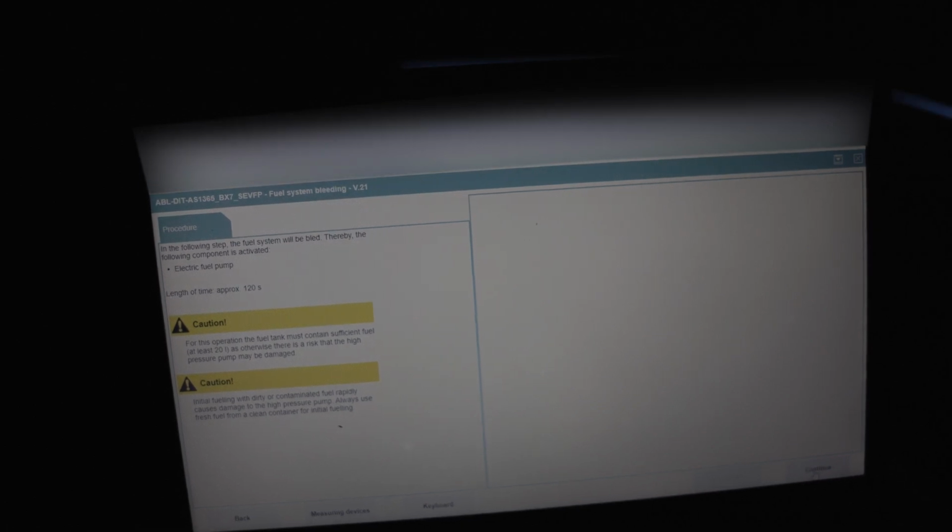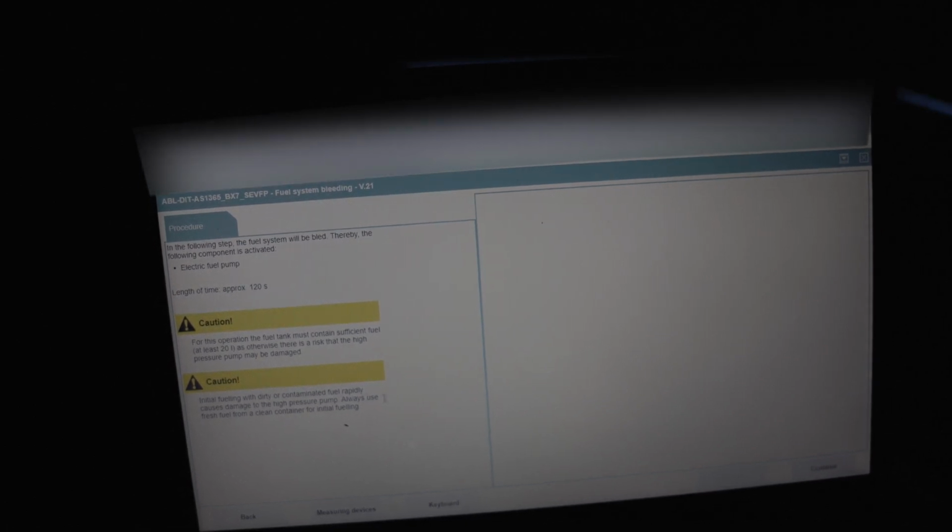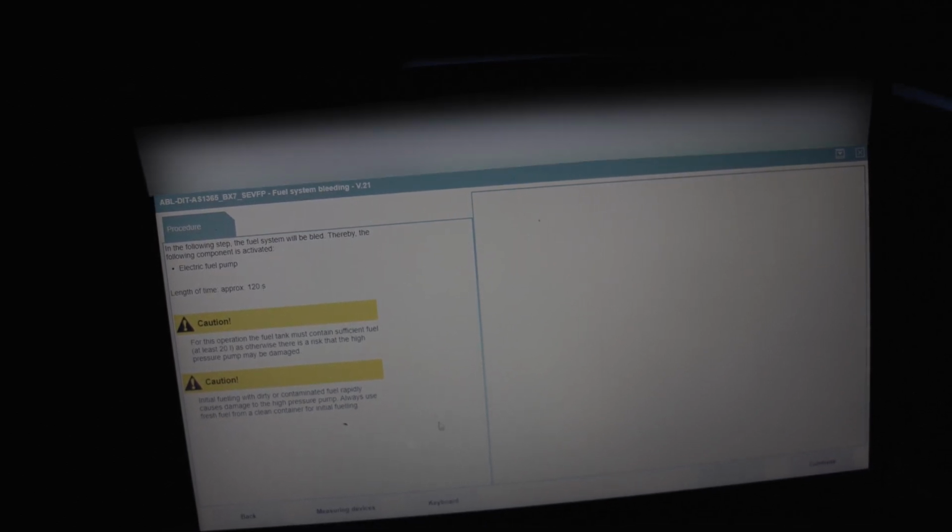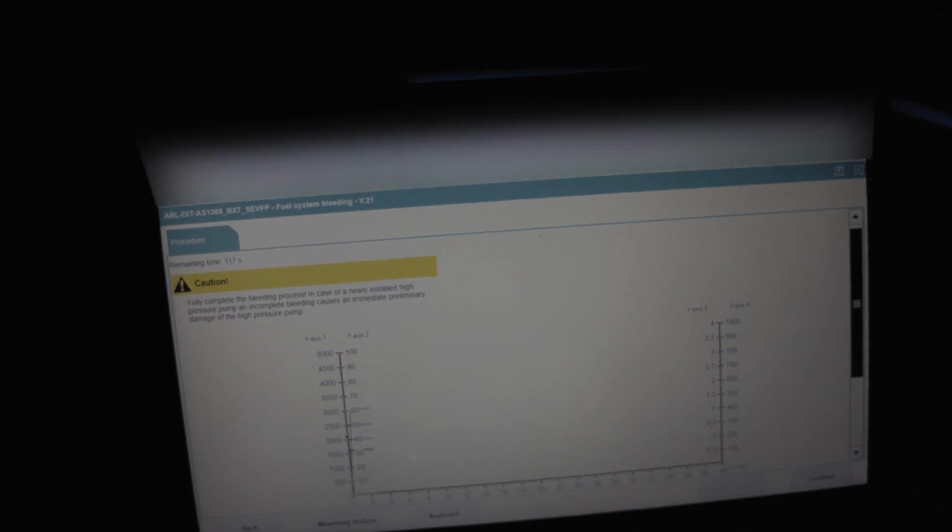Next, you should have enough fuel, at least 20 liters. The process will take 120 seconds. When you are ready and if you are meeting these conditions, click continue. Read any additional information regarding your car.